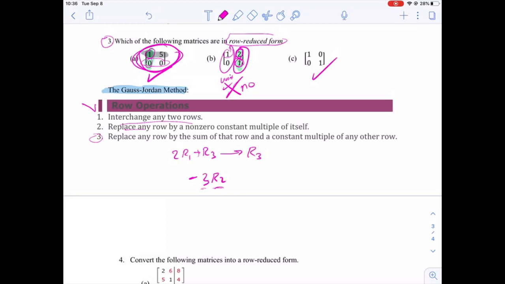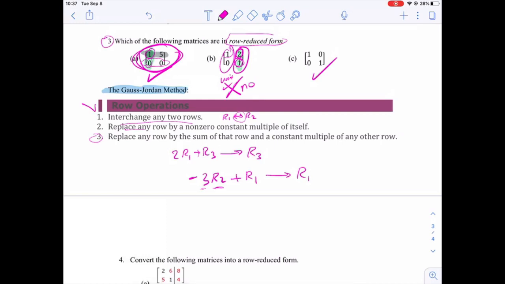Row 2 is multiplied by -3 and added to row 1, and the result replaces row 1. So this is possible. We can first interchange any two rows, for example, row 1 with row 2. This means we interchange them.